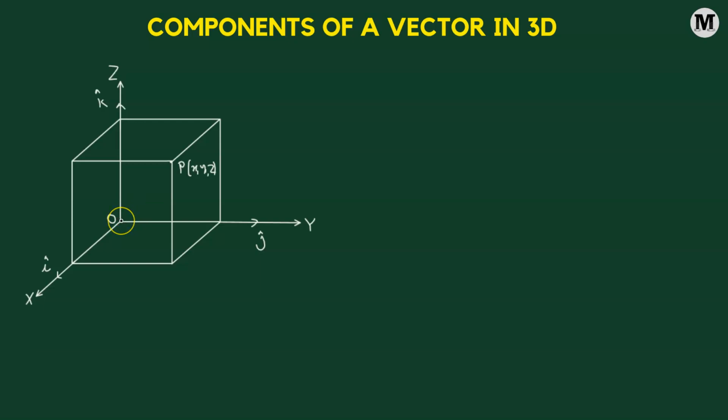All we have to do is join the origin and the point P with the help of a directed line segment going from O to P. Now, to find the position vector of point P, first we'll start from the origin O. There are several paths that we can take to reach point P. So here I have considered a cube.